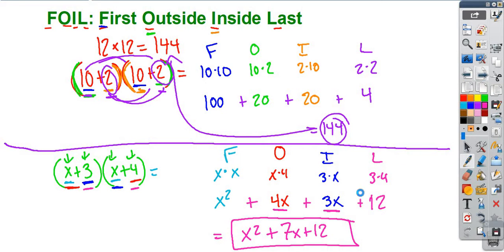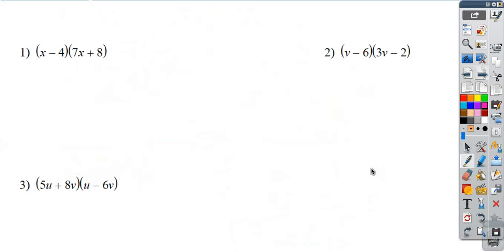So right now I want you to try to pause the video and see if you can try a few more on your own. These that you see right here, see if you can FOIL those out. When you give it a try, hit play again, and we'll go through these. All right, so hopefully you've given these a try. We'll practice foiling each of these out.